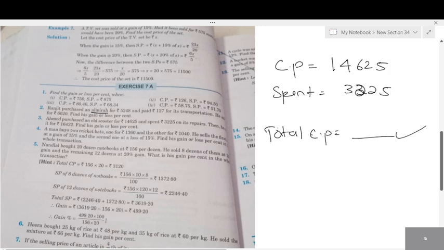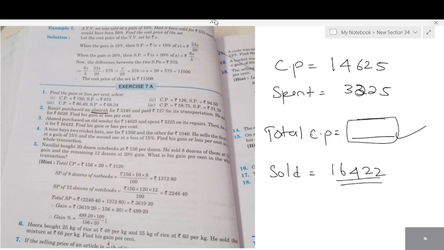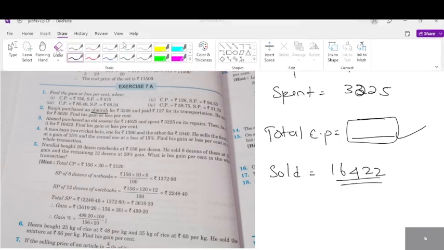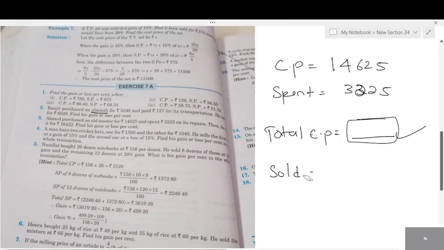Then what does he do? Don't write anything. When I'm teaching, nobody should write. Okay. Listen here. Then he sold it for how much? He sold it for 16,000. If you add the total cost price, you'll get a value, and the total selling price. Then will you be able to find the gain or loss? You can do it. Okay, try that for homework today. It's the same question, so I don't want to repeat. You all try that. We'll try the fourth question.